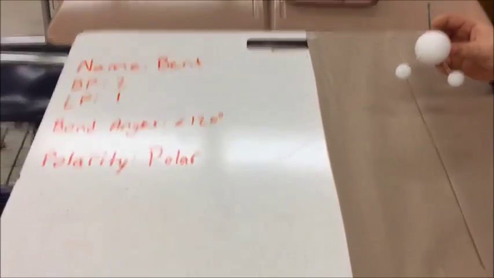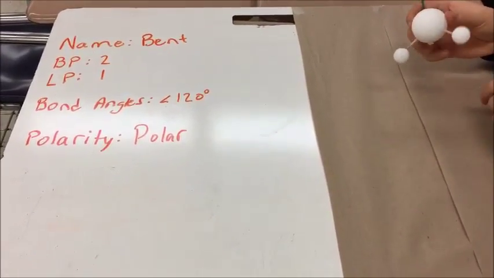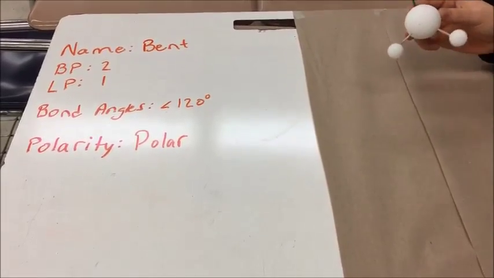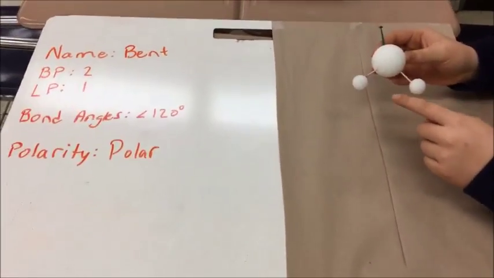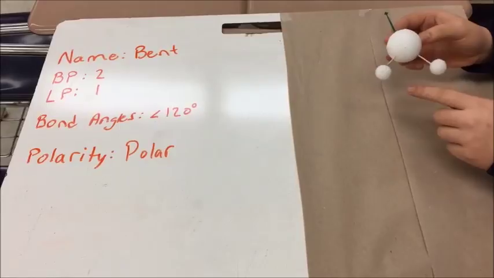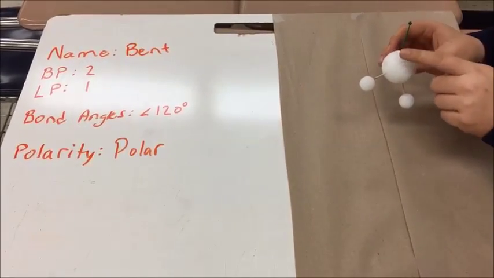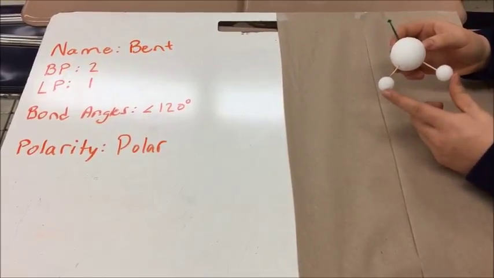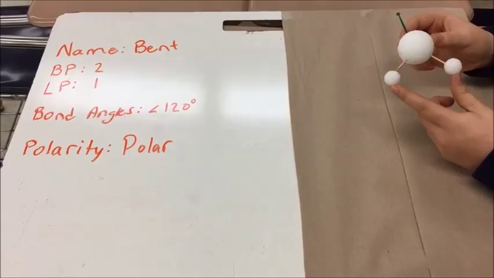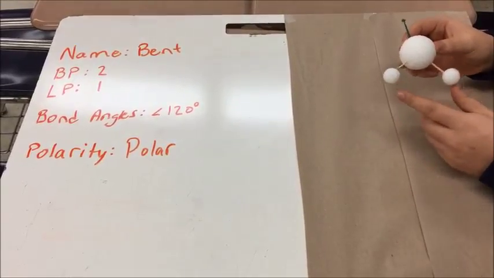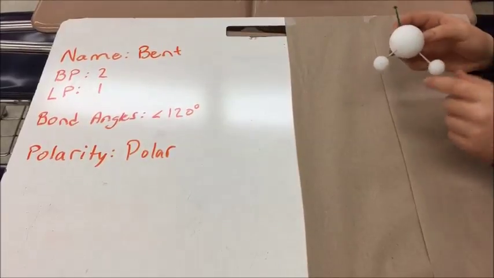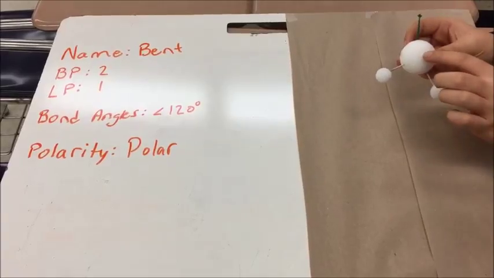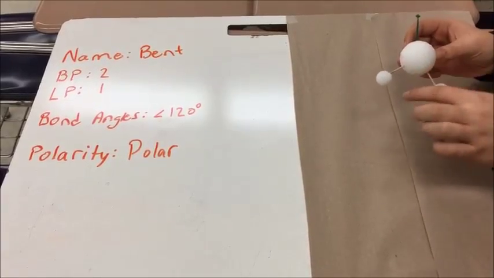This is bent because there are 2 bonded pairs and 1 unbonded pair, and it makes a bent look. The bond angles are less than 120 degrees because the unbonded pair repels more than these do. It is polar because these two pull more unequally than this does, so the center of this charge will be right here, and the center of this charge will be right here, making it uneven.